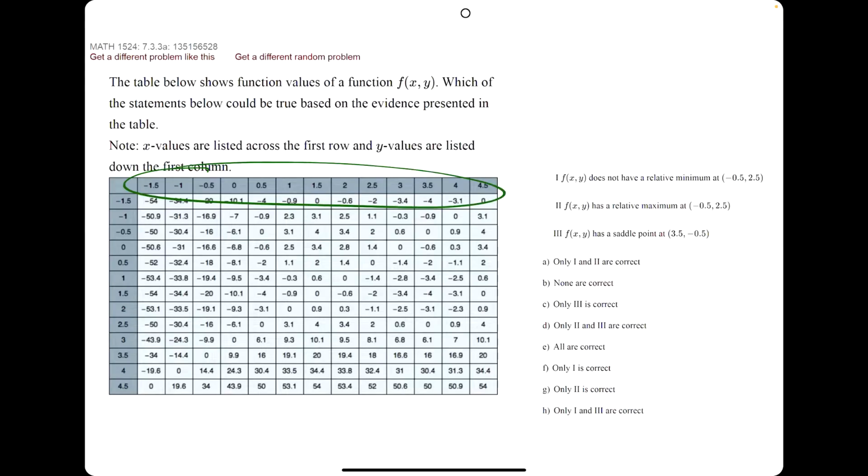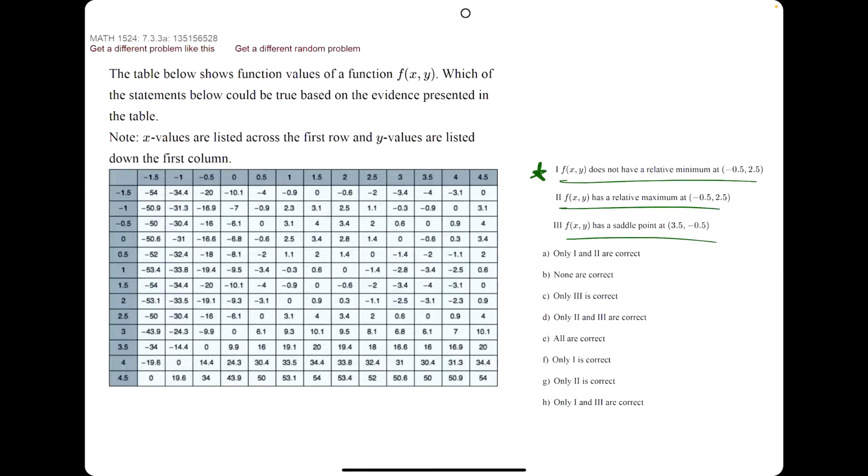And in this problem, they give us this chart. They give us X values across the top, Y values across the side, and then all the intersecting function values that those X and Y values produced. And then they give us these 3 statements asking about maxes and mins. And so I'll just start us off with number 1.